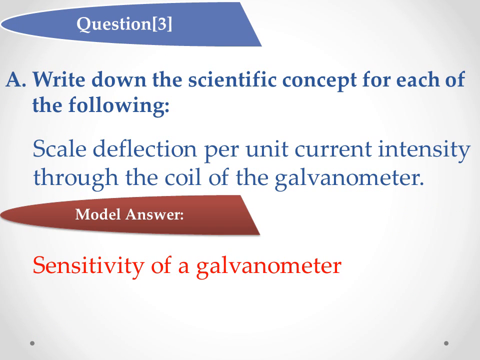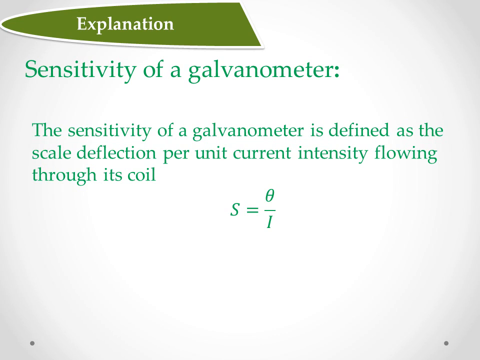Question 2. A. What is meant by hologram? Model answer. An image with 3D details, as the reflected beam and the reference beam meet at the photographic plate, and interference takes place. Explanation. Sensitivity of a galvanometer.